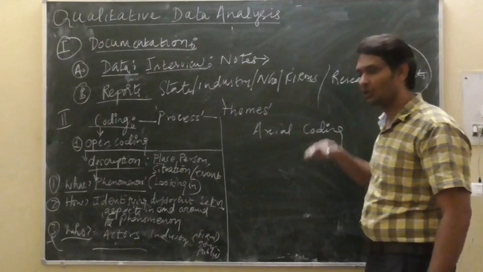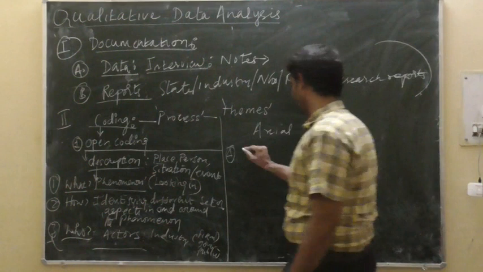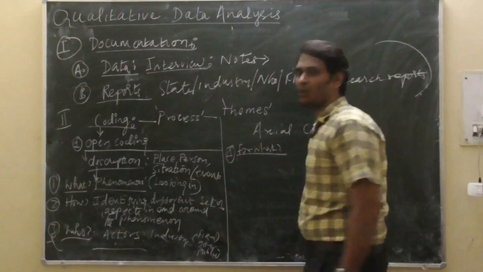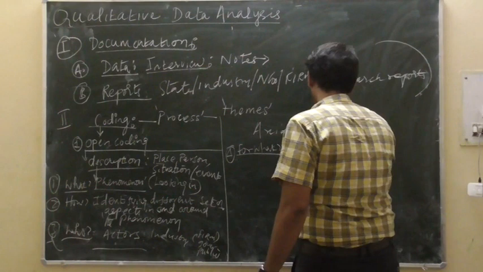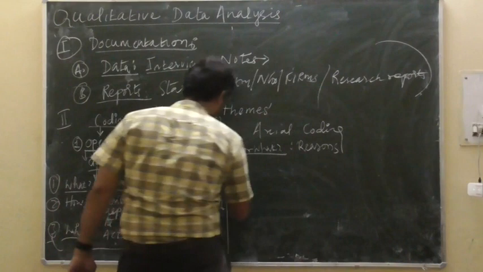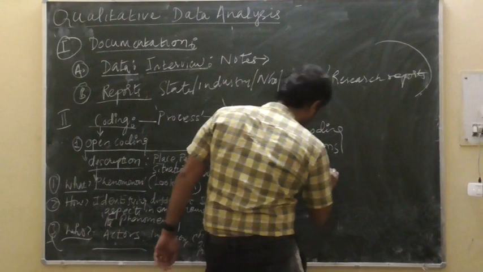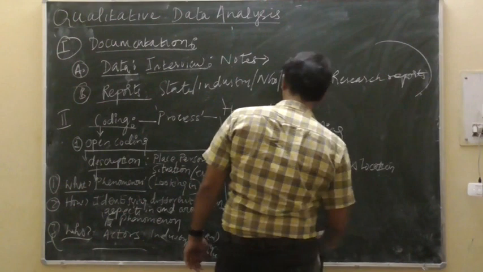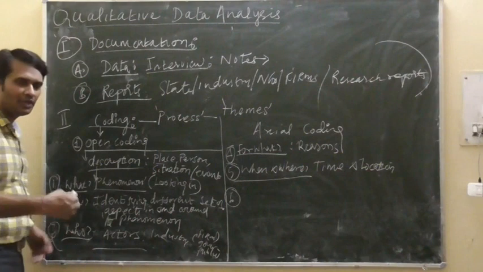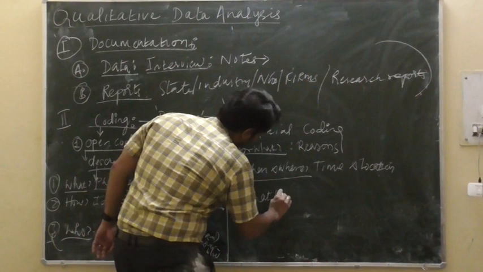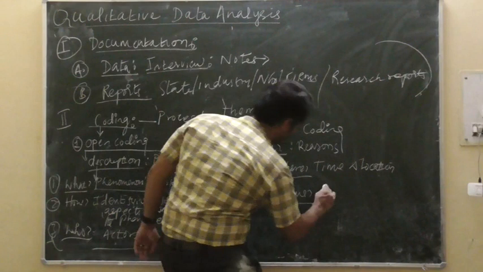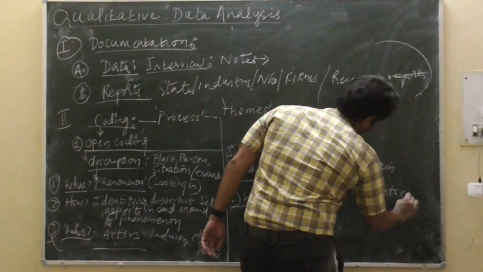Number four is for what. That means you are trying to look at certain reasons for what. At the same time, you are also trying to look at when and where, that means time and location. Number six, finally, what are the means? That means you are trying to look at the strategies and tactics.